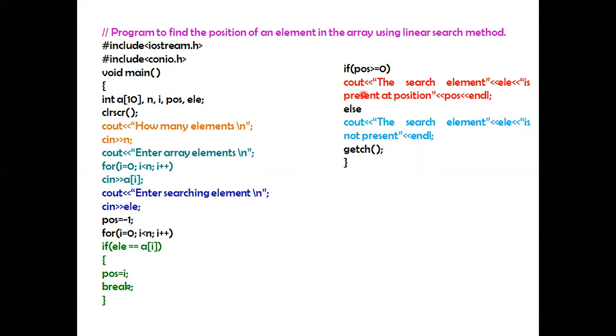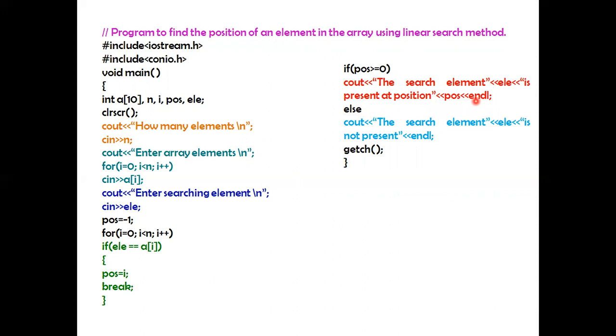Before the else. So cout, string insertion. The search element will print as it is, and in place of ELE, what exactly is it going to print? Its value or its content. What is the value of ELE? 75. The search element will print as it is, and in place of ELE, it is going to print 75. Is present at position will print as it is because that is written under double quotes. String insertion. What is this? POS. POS means what is the value of position? 3. String insertion and endl, the cursor comes to the next line. That means it is going to display on the output screen: The search element 75 is present at position 3.